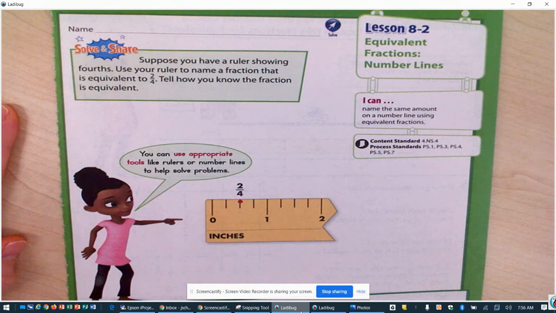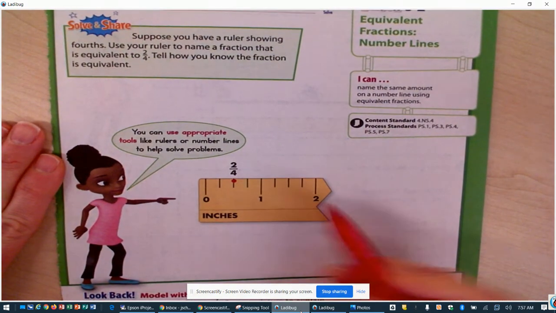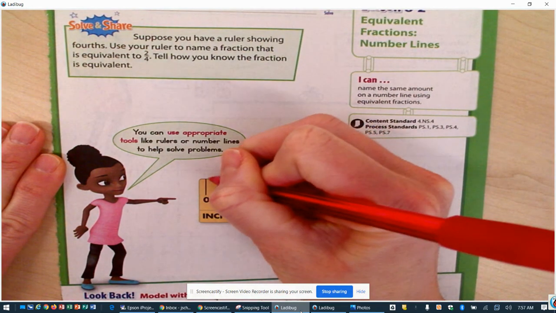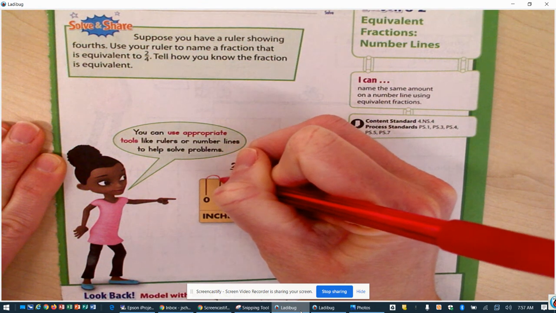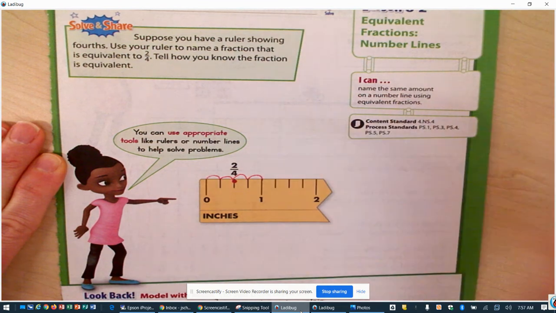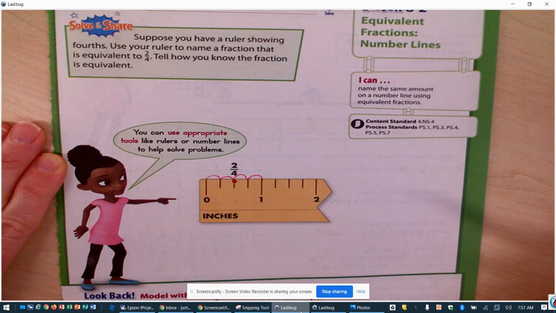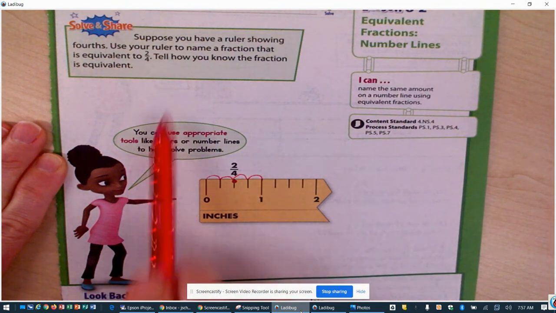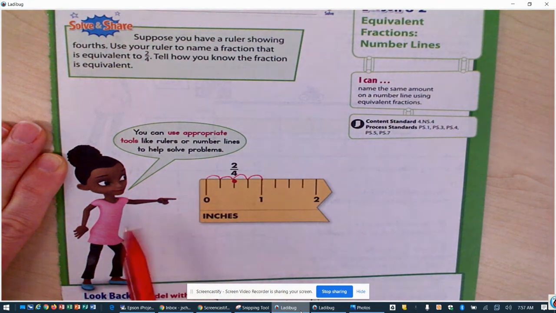It says, suppose you have a ruler showing fourths. So first I want to take a look at that first line here and show you that each piece is a fourth of an inch. There's 4 sections. So there's 1, 2, 3, 4 sections. And if I keep going between inch number 1 and number 2, there's another 4 sections. But I want to just look at the first inch here today. So when it says, suppose you have a ruler showing fourths, what they mean is each of these sections is a fourth of an inch or a quarter of an inch.